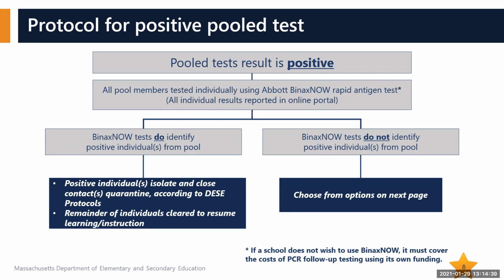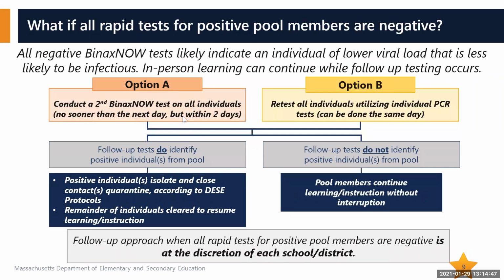And when that happens, so you have a positive pool, you run your Binax tests, you don't find the positive person, then you have a couple of options here. On the next slide, sorry, thank you. And I will say, in this case, it's likely that what's going on is that the person who picked up in the positive pool does not have a high viral load, which means that they're probably not very contagious. So that's one thing to keep in mind as you go through this. But again, you have two options.